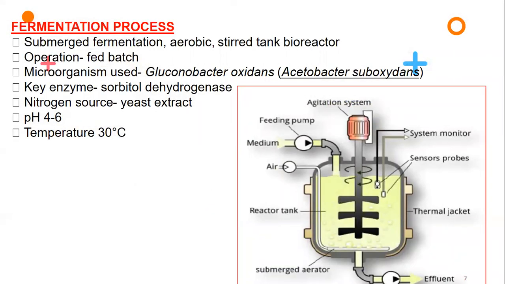The fermentation process we spoke of, where Gluconobacter oxydans or Acetobacter suboxydans is used, is a fed-batch fermentation process. It's aerobic, a stirred tank bioreactor is used, and it's a submerged fermentation. The key enzyme here is sorbitol dehydrogenase, which this organism produces, and hence the sorbitol is converted into sorbose. The nitrogen source we use is yeast extract. The pH is 4 to 6 and the temperature is 30 degrees Celsius. This is a basic representation of a stirred tank bioreactor, as we have studied.